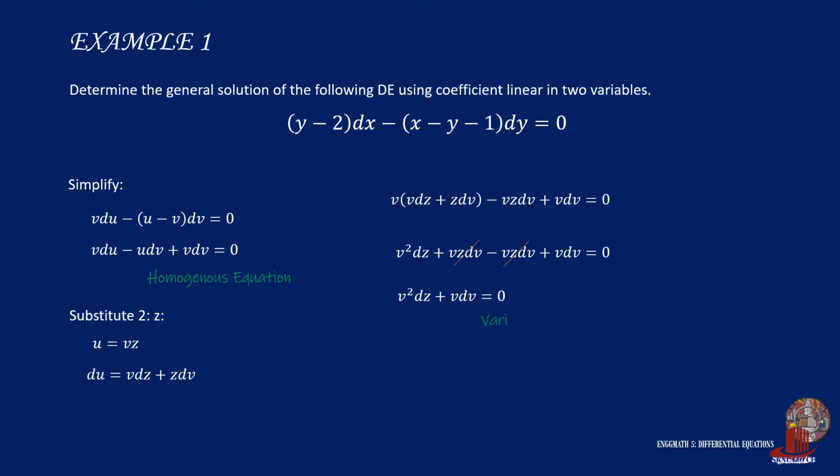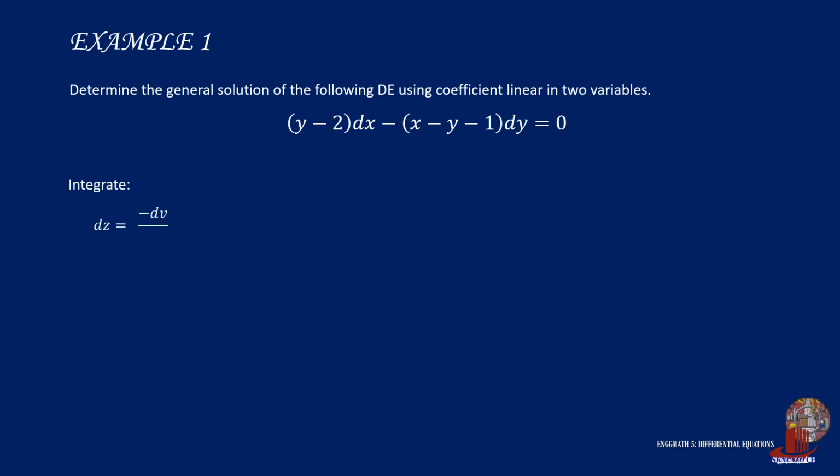It is noted at this point that the equation has turned into a variable-separable equation. So separate the terms and collect similar variables, which leaves us with dz is equal to negative v dv all over v squared. Cancel v from the numerator and the denominator to have dz is equal to negative dv all over v. With a simple equation, we can readily integrate it to arrive at z is equal to negative ln of v.